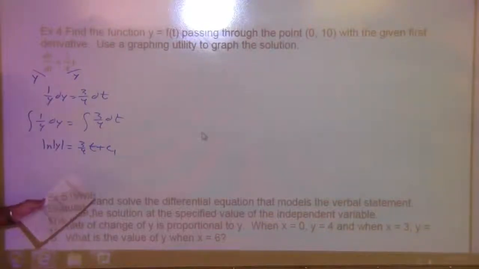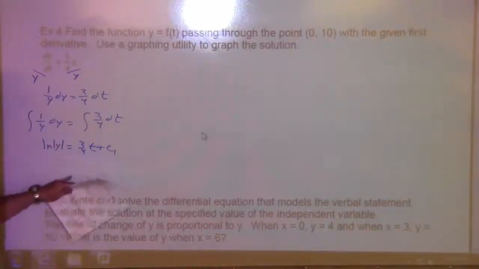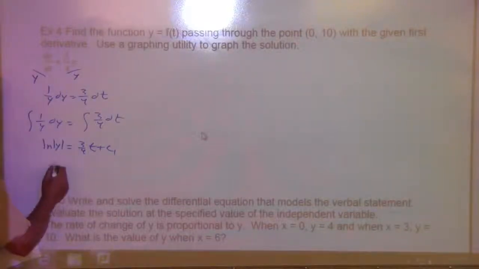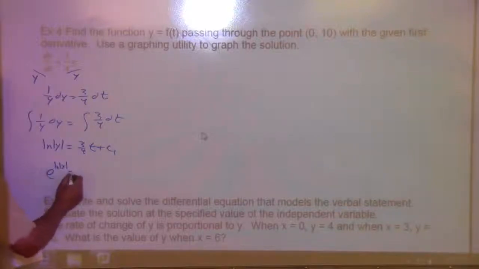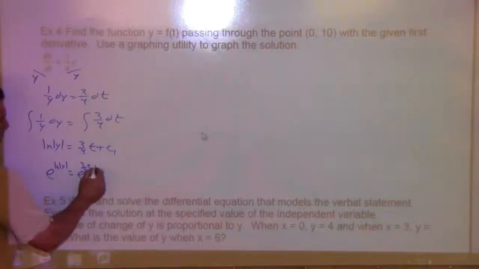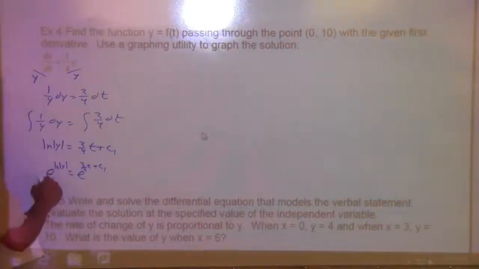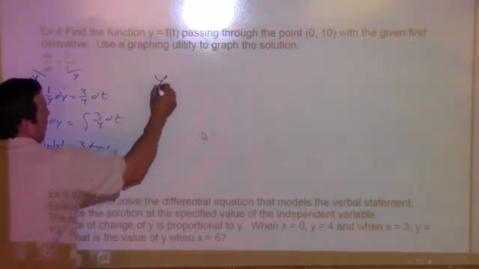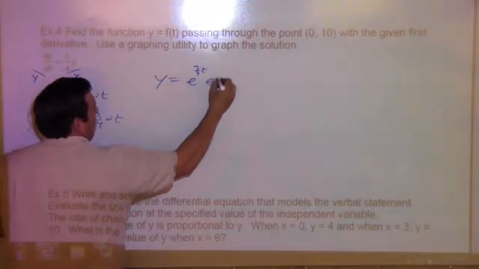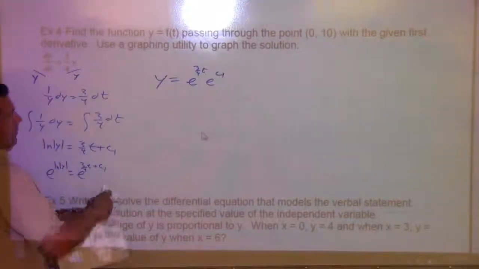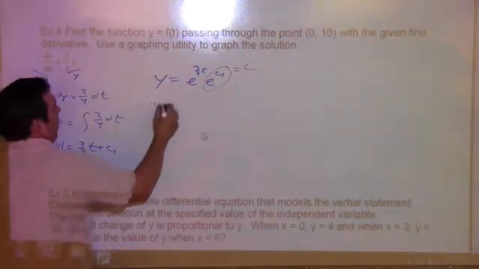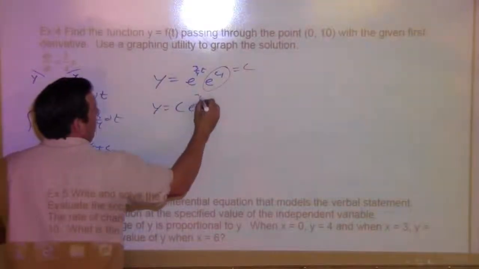Now you're probably saying, hey Jeff, you could use that shortcut formula. Yeah, this is how we get to it, so we could use it in the future. I wanted to do it this time. Now e to the natural log of the absolute value of y equals e to the 3/4 t plus c1. And e to the natural log of y is just going to be y. So y equals e to the 3/4 t times e to the c1, and this e to the c1 we're just going to call c. So y equals c e to the 3/4 t.